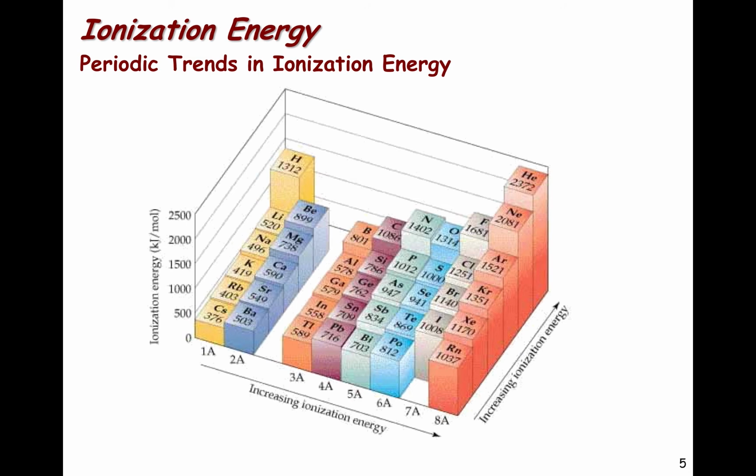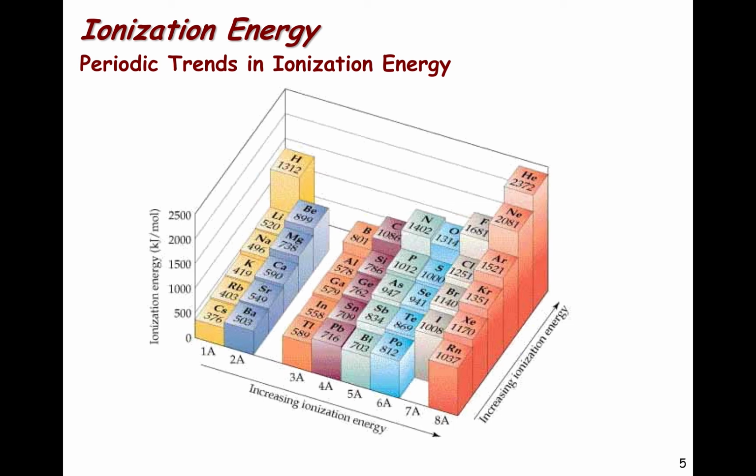Shown here is a 3-dimensional plot of the first ionization energies for the main group elements, and you can generally see that the atoms that are the largest, so for example cesium, also have the lowest ionization energies. It most easily has its valence electron removed.